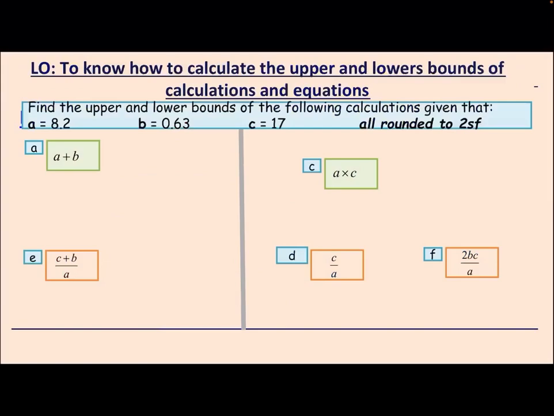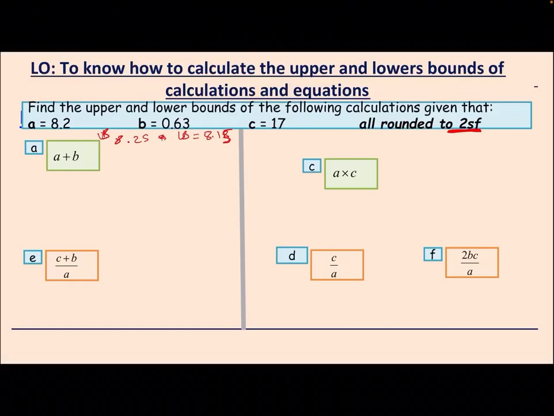So here's another case of I do, we do. I'm going to do a question, then you're going to do one. We want to find the upper and lower bounds for A. When we're adding two numbers, the bigger we can get those numbers, the bigger the answer is going to be. This is rounded to two significant figures, so we're going to find the upper bound of A. The upper bound of A is just going to be 8.25, and the lower bound of A is going to be 8.15.